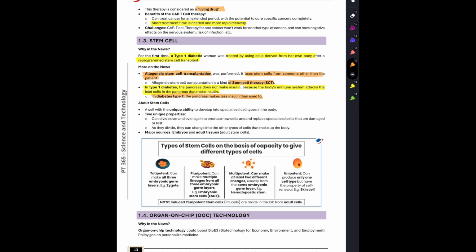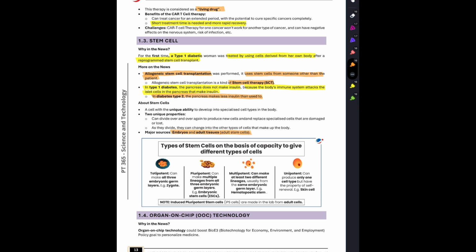About stem cells: a stem cell has a unique ability to develop into specialized cell types in the body. So they can basically develop into other cell types. Two unique properties: they can divide over and over again to produce new cells and replace specialized cells that are damaged or lost. As they divide, they can change into other types of cells that make up the body. The major sources are embryos and adult tissues, that is, adult stem cells.